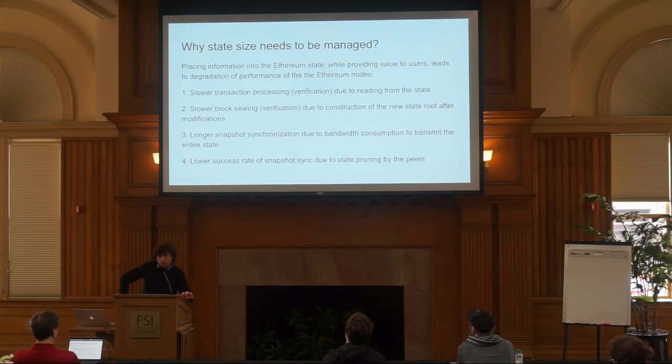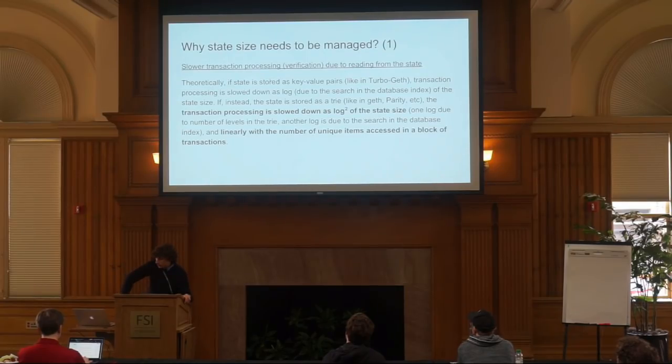So I only concentrate on performance impact. If we do not constrain the state size, what is going to happen to Ethereum in terms of performance degradation? There are 4 things I'm discussing: transaction processing, block sealing, snapshot synchronization, and snapshot synchronization, but a different aspect. And I'm trying to figure out what is the function of these performance degradations depending on the size of the state.